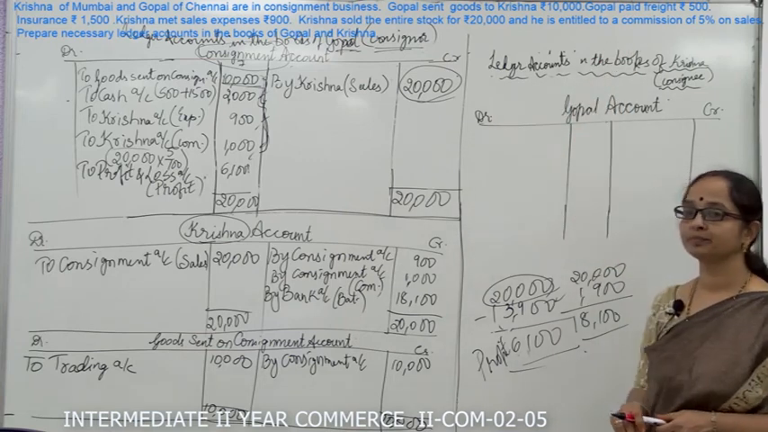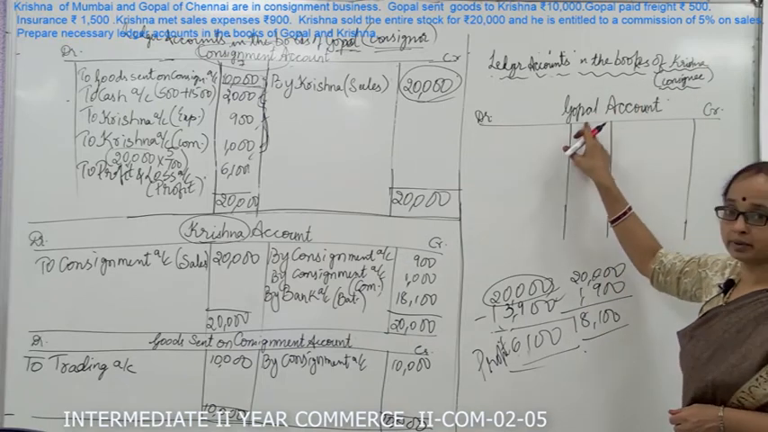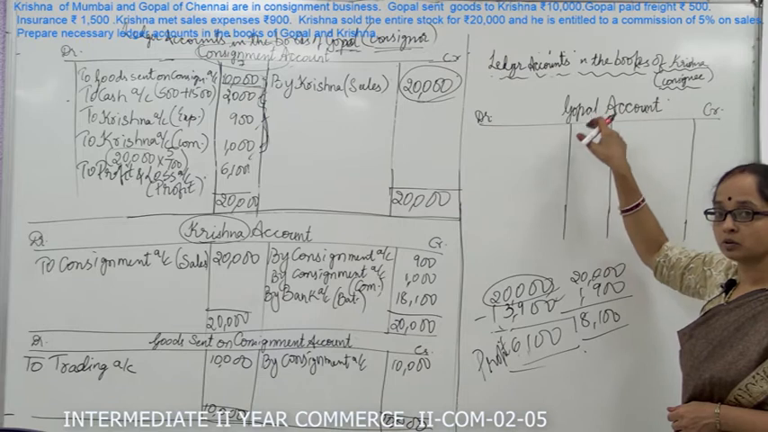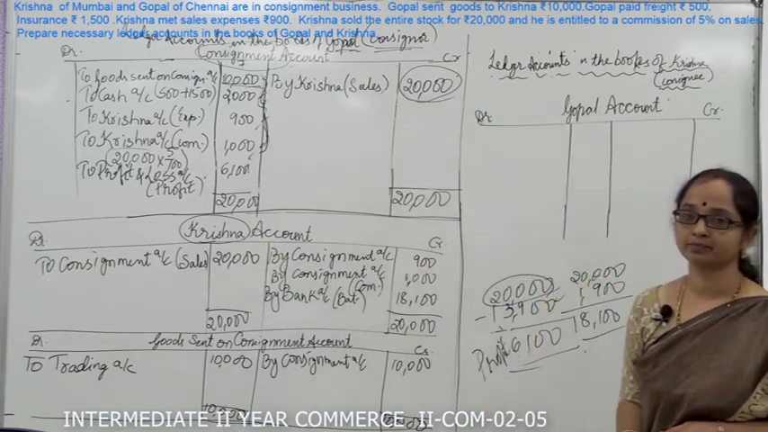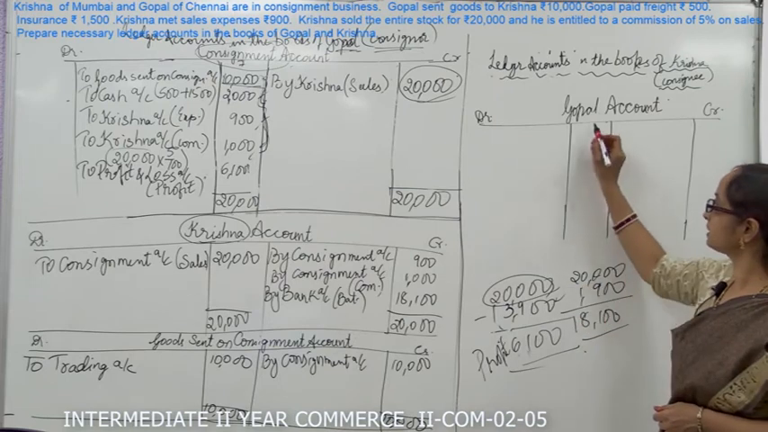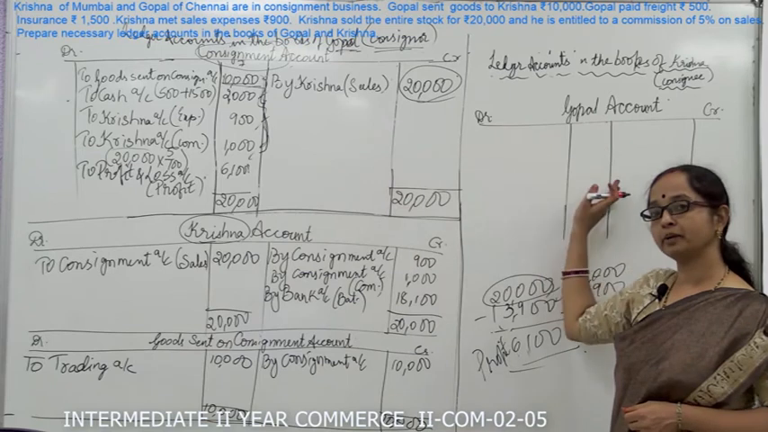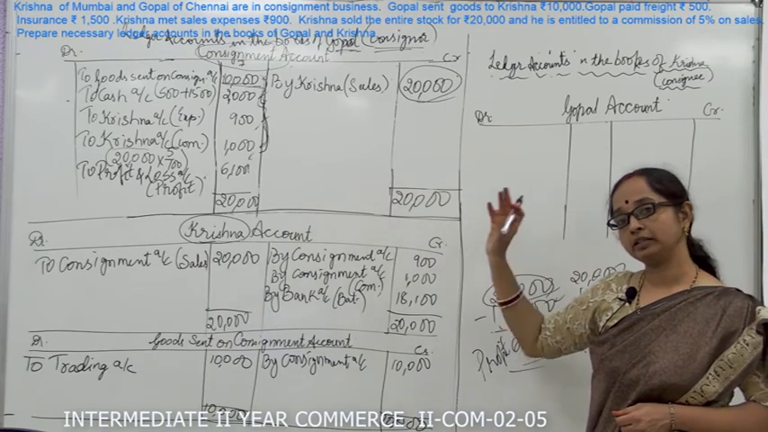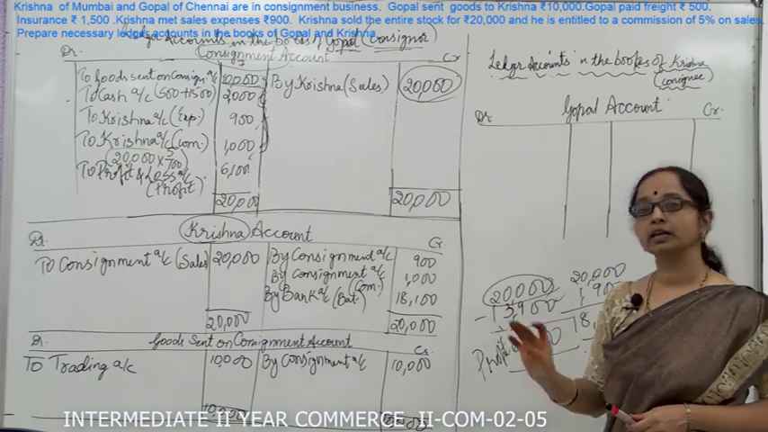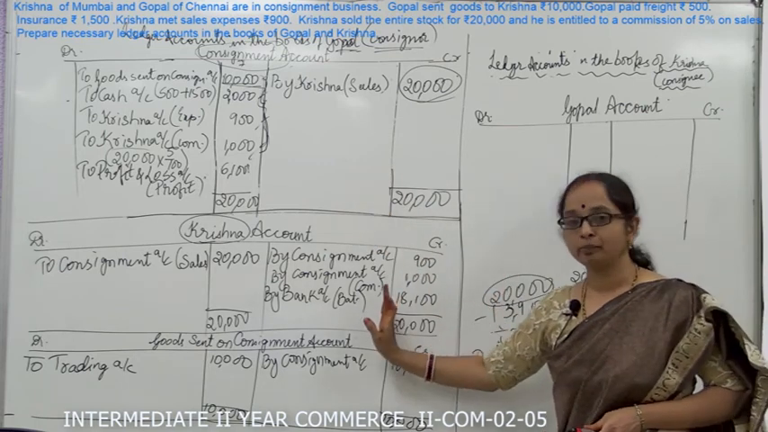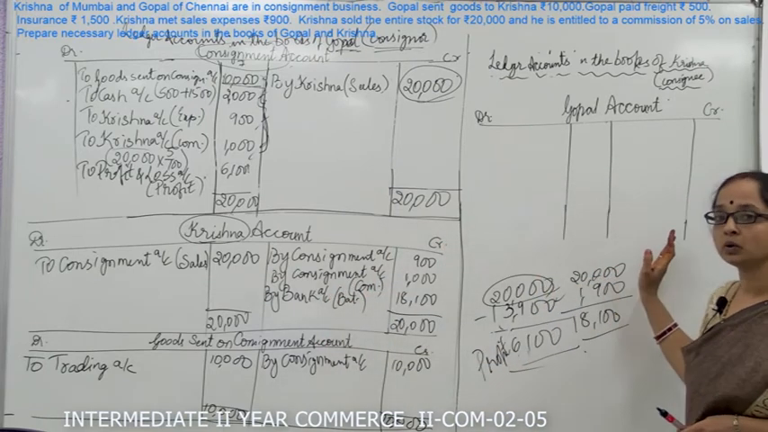Gopal would be Gopal account. Since we are in Krishna's books, we prepare the Gopal account, and in Gopal's books, we prepare the Krishna account. Okay, so it goes like this. Once you get thorough with this, you can prepare any number of accounts. You can prepare three accounts easily on this. Okay, so here, to prepare this, looking into the Krishna books, where Gopal.